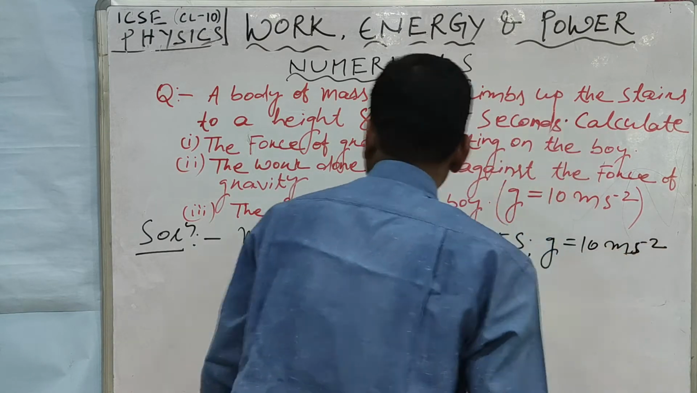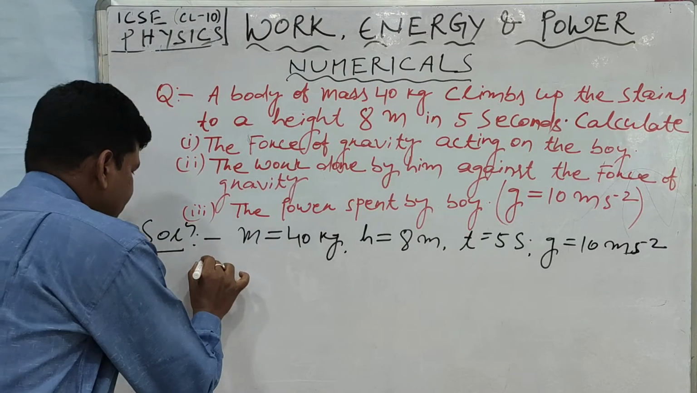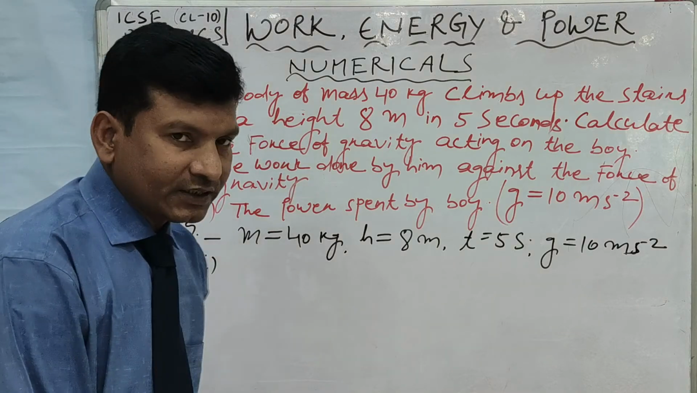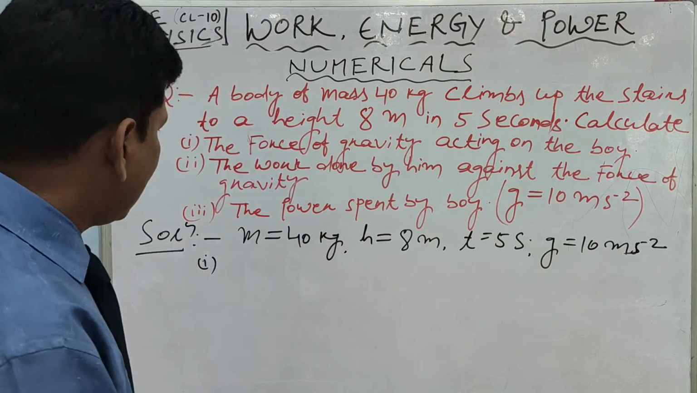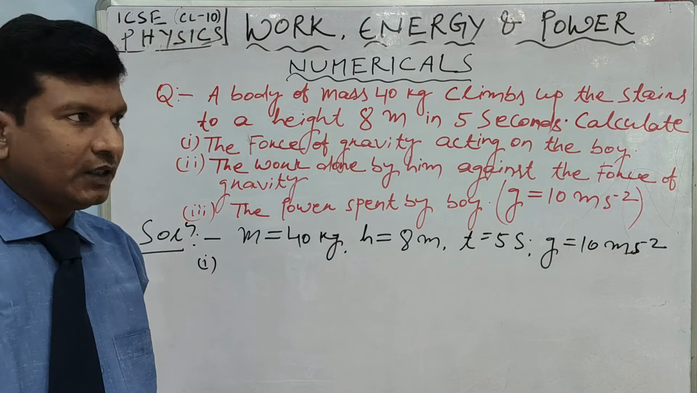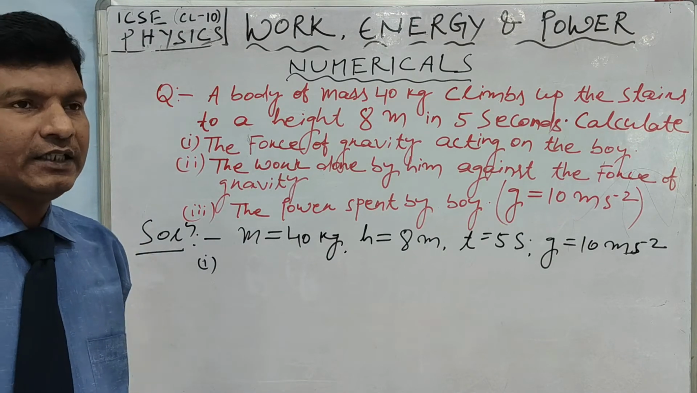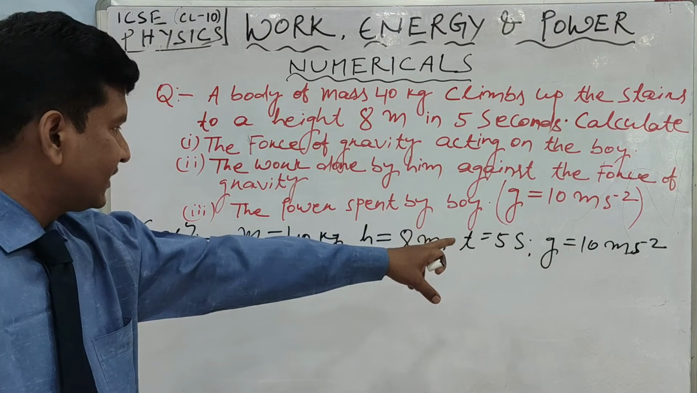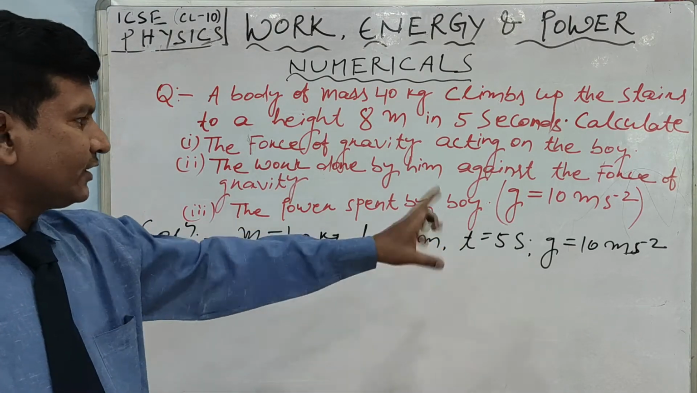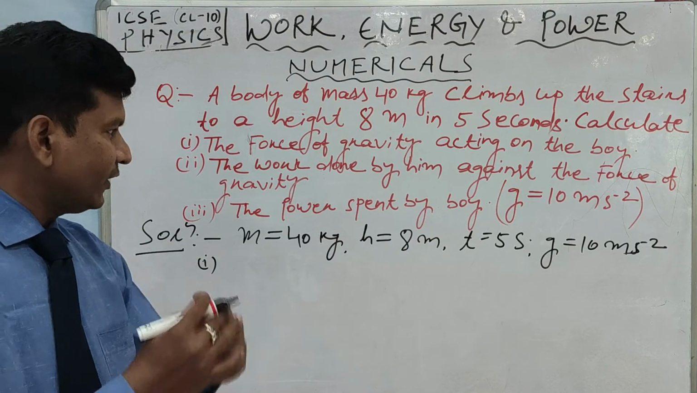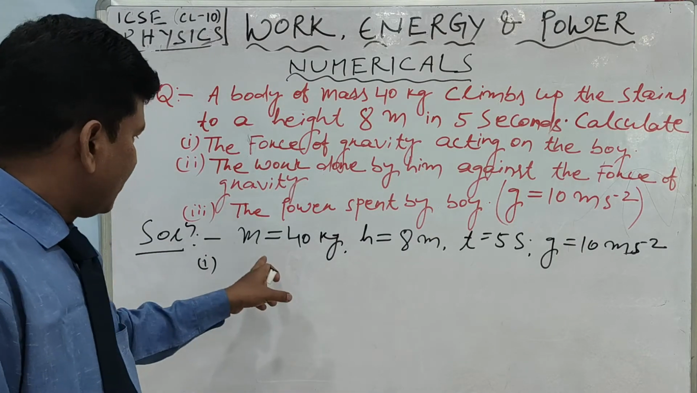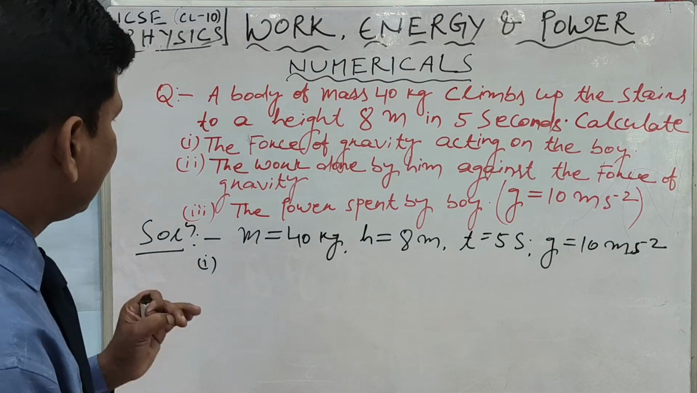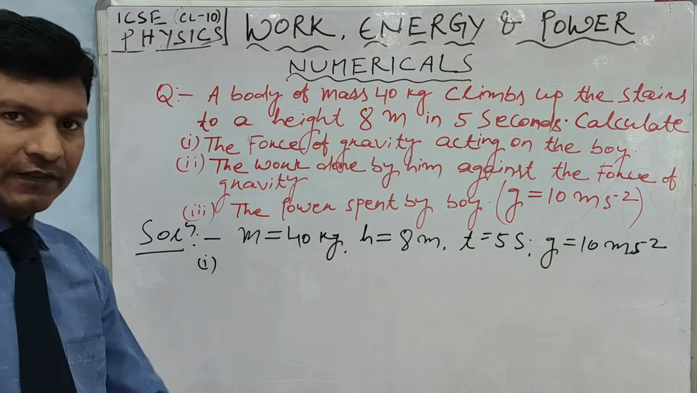square. Now in the first question it is asked, find the force of gravity acting on the boy. Can you tell me the expression of the force of gravity? As you know, force of gravity F is equal to m into g. Here m is given in SI unit, g is also given in SI unit. So directly you can substitute the values of m and g in the expression F is equal to mg to find the force of gravity acting on the boy.